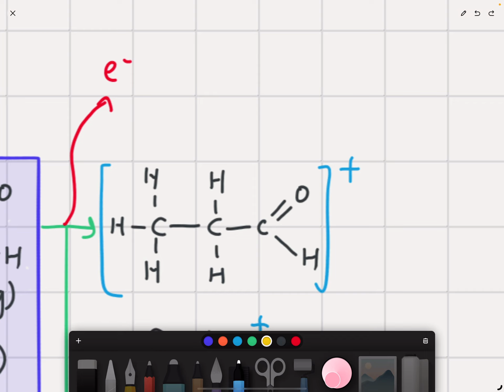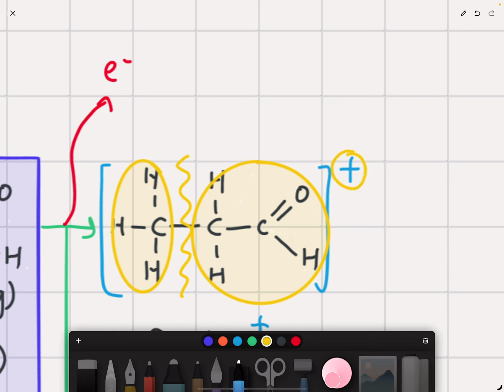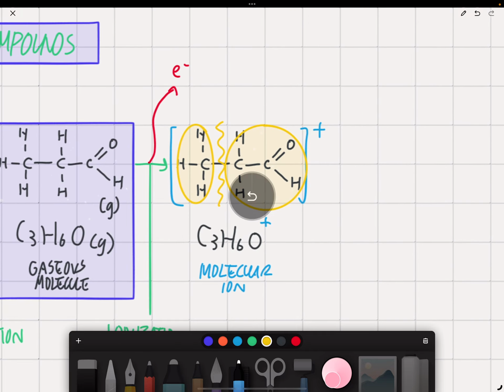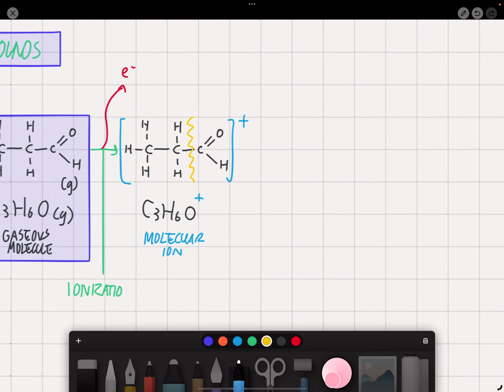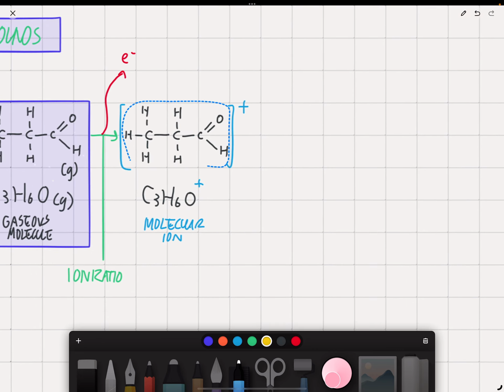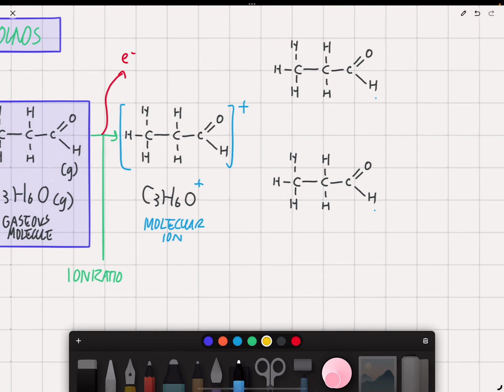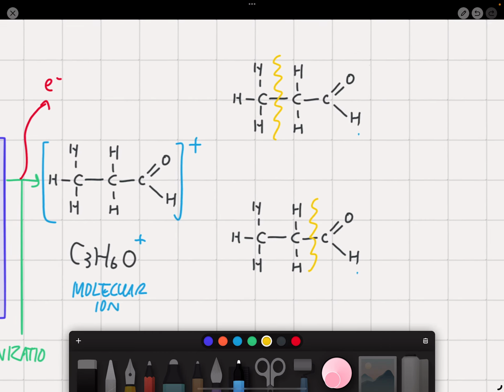For example, the molecule may break here, and this will form two fragments. So you have a CH3 and a CH2CHO fragment. Note that it is a positive ion splitting up into fragments. So one of the daughter fragments will be positive charged, while the other will be neutral. Alternatively, the molecular ion may split up at this C-C bond, and it will form other fragments. Let's take a look at what kind of fragments we'll get with the molecular ion here. If the molecular ion splits up here, compared to when it splits up at this position, what kind of fragments may form?